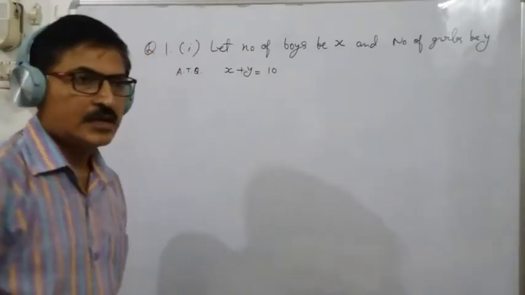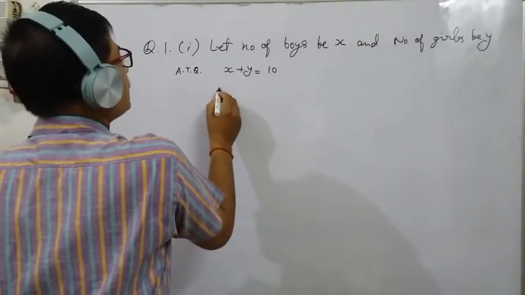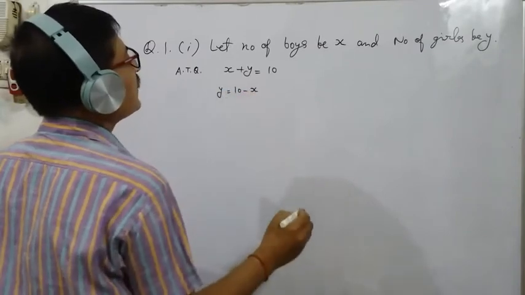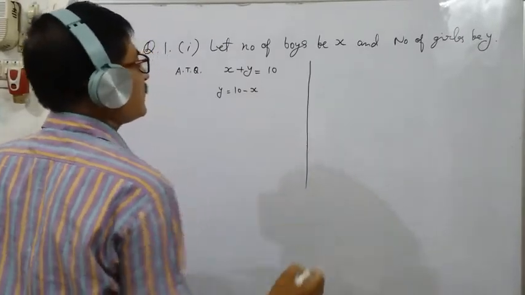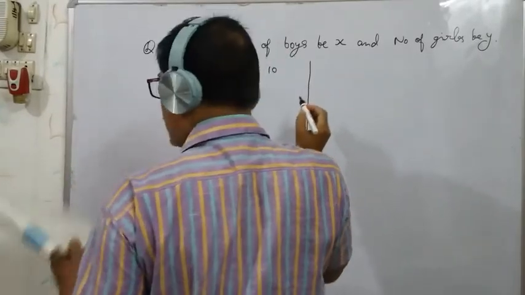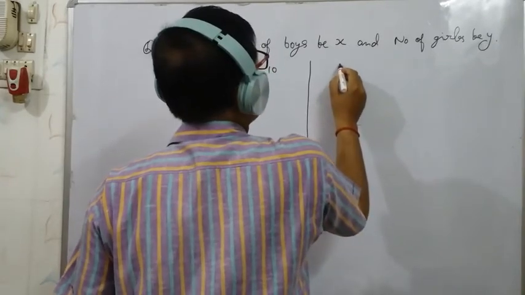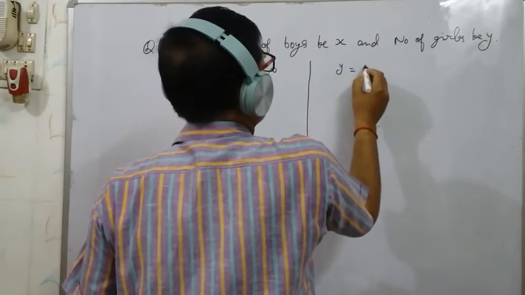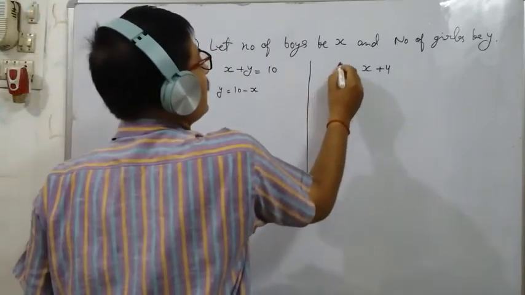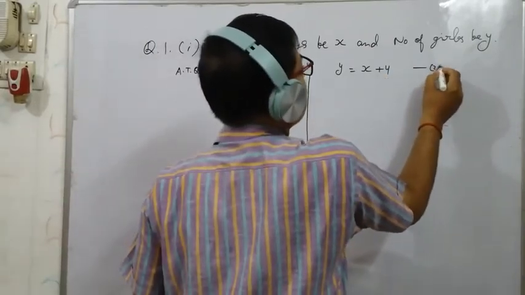To solve graphically, what do we need? We need the coordinates. For that, one variable has to be on the other side. So that can be written as y equal to 10 minus x. This is the first equation. Now the second equation says that the number of girls is 4 more than the number of boys. That means y is the number of girls and boys are x, so y equal to x plus 4. Now you see both equations: y equal to 10 minus x and y equal to x plus 4.